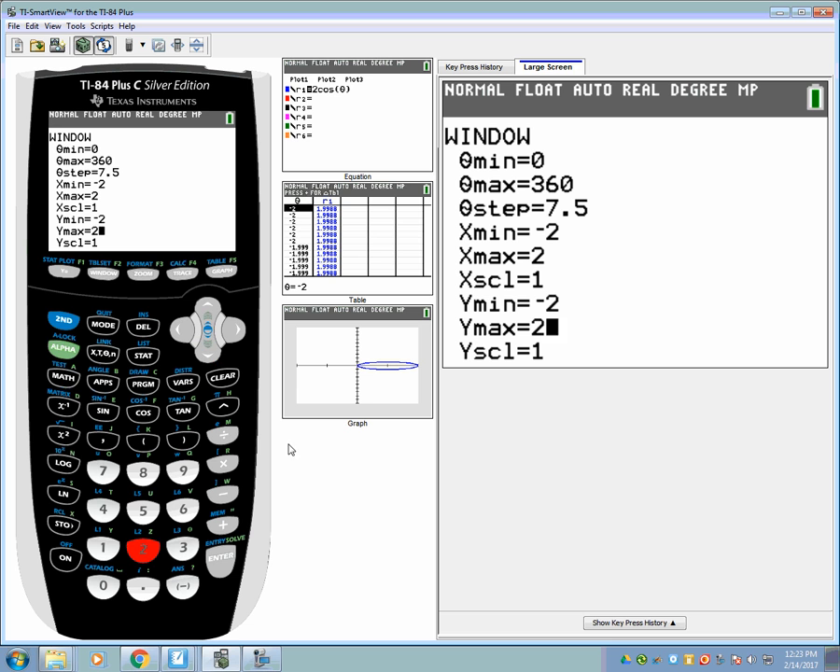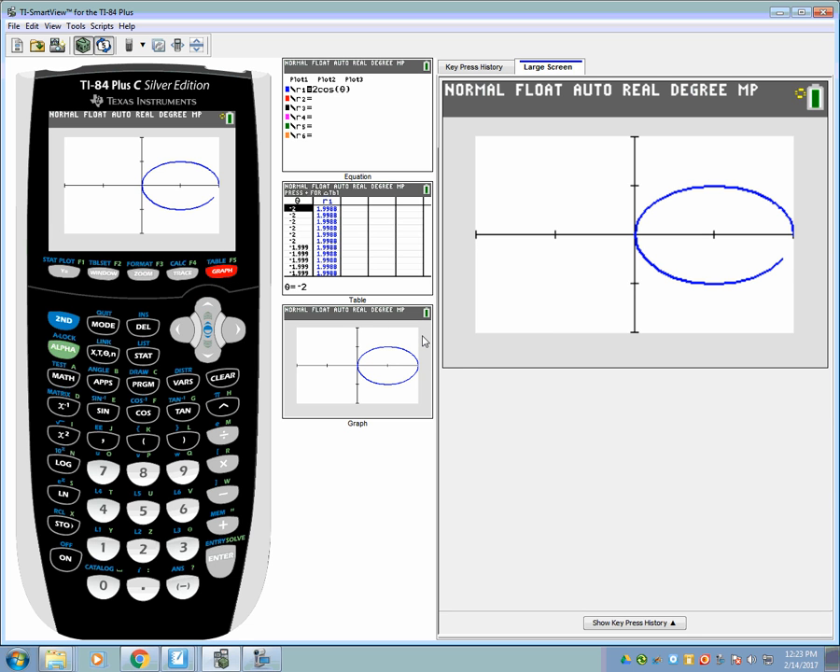If you don't keep a square window, it really will look distorted. As you can see, if you change it to -2 to 2, it looks to be a circle. A circle is a special case of an ellipse. So I was right. That's what I thought. So that's how we graph in polar form.